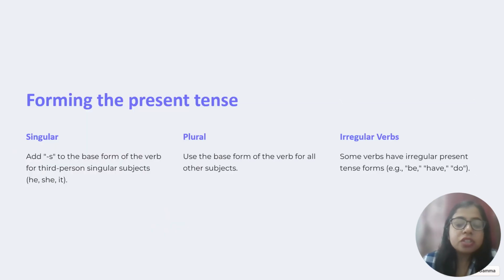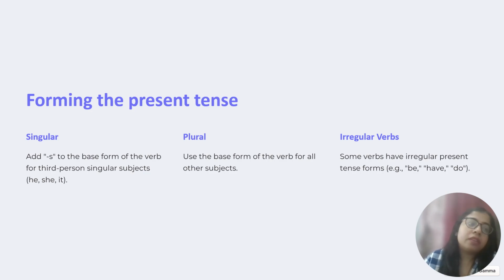Okay, so now let's talk about forming the present tense. Okay, how do you form the words in present tense? So first we'll talk about singular subjects. Okay, add s to the base form of the verb for third person singular subjects. So what are third person singular subjects? When we are talking about someone else who is not present in the conversation at that moment. So the singular subjects will be he, she, it. Okay, they is also third person, but it is plural. Okay, so add s to the base form of the verb.